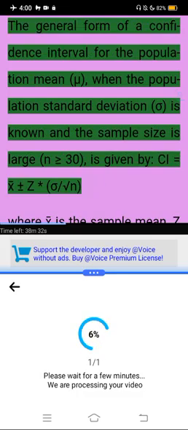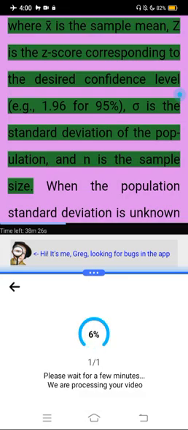The general form of a confidence interval for the population mean mu, when the population standard deviation sigma is known and the sample size is large, greater than or equal to 30, is given by CI equals x-bar plus or minus z asterisk sigma over square root n, where x-bar is the sample mean, z is the z-score corresponding to the desired confidence level, e.g., 1.96 for 95%, sigma is the standard deviation of the population, and n is the sample size.